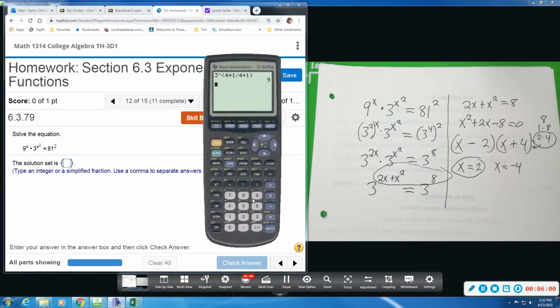We're going to say 9 raised to the second times 3 raised to, we're going to say parentheses, to the second squared, okay, because we have a squared on that one. So on this side, when I do that, what do we get? 6561. Is that equal to 81 squared? 81 squared. We got 6561.